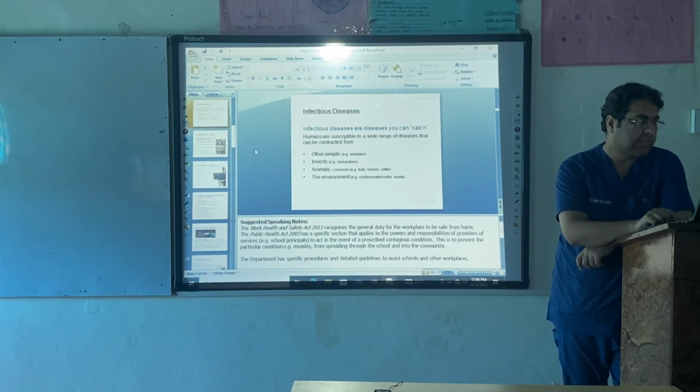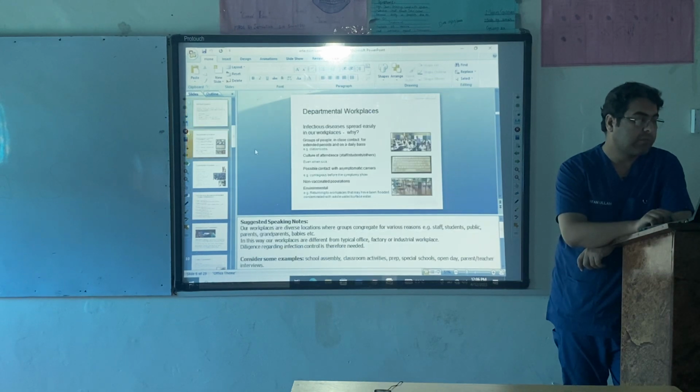The Work Health and Safety Act of 2011 recognizes the general duty of the workplace to be safe from harm. The Public Health Act 2005 has a specific section that applies to the powers and responsibilities of providers of services, for example school principals, to act in the event of a prescribed contagious condition. This is to prevent the particular condition, for example measles, from spreading through the school and into the community. Hope you are understanding this.